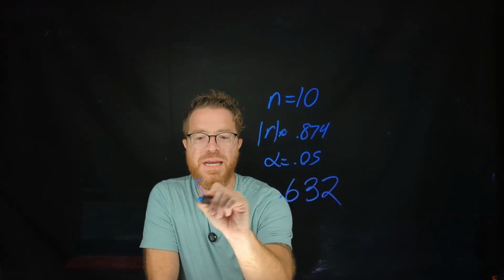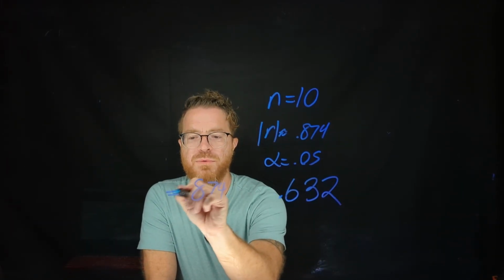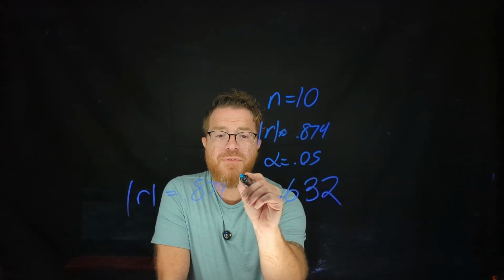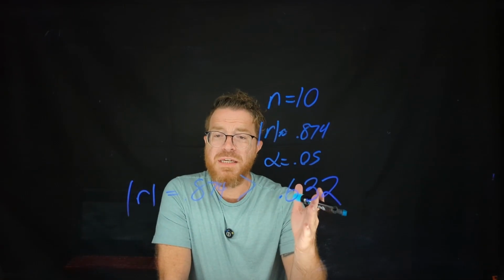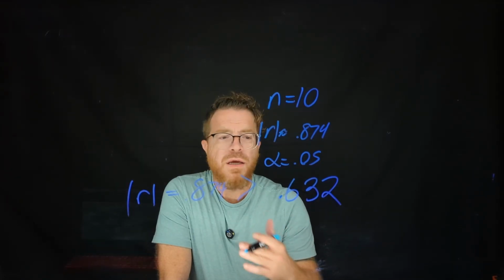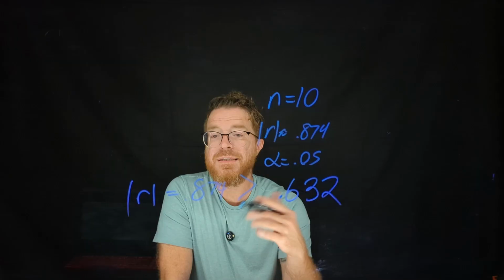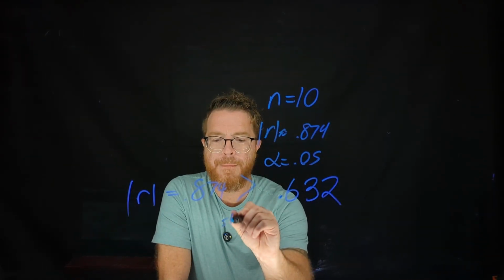So we're going to take our 0.874, which was equal to the absolute value of R, and we're going to look at, is our value larger than this value or is it less than? In this case, our value is larger than this, meaning that it is statistically significant.